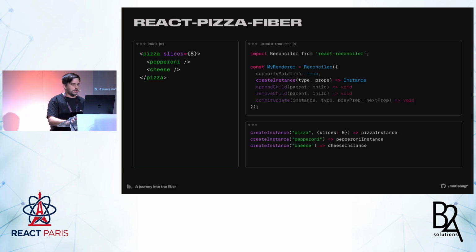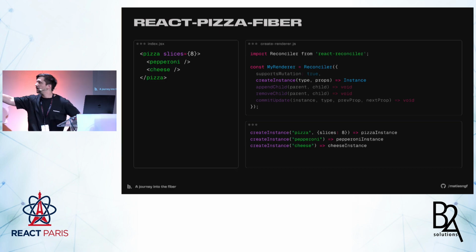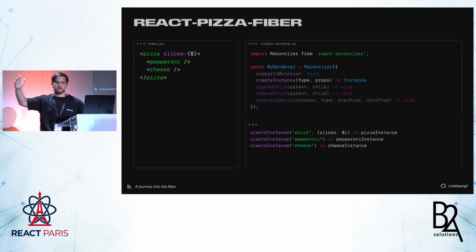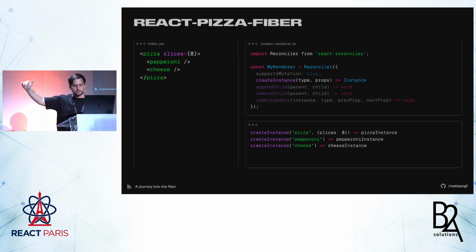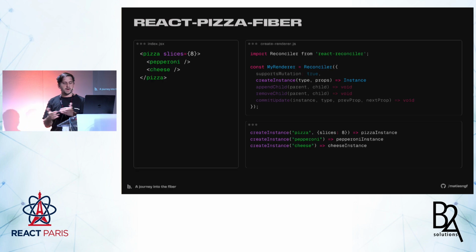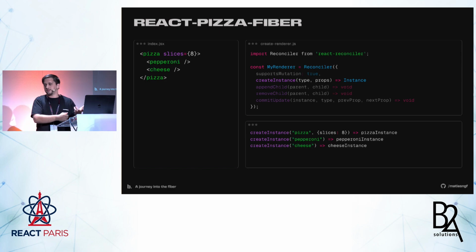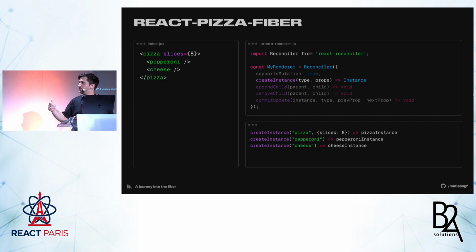So it's going to run createInstance 3 times. First, it's going to provide the tag pizza and the props, in this case, slices. And then for the pepperoni, it's going to do the same, and also for the cheese. And we have to return an object that's going to match the element that we are creating. In the case of React DOM, that would be an HTML element. If we create a button, it will create an HTML button element and just return it. In our case, it will be either a pizza instance or pepperoni or whatever.